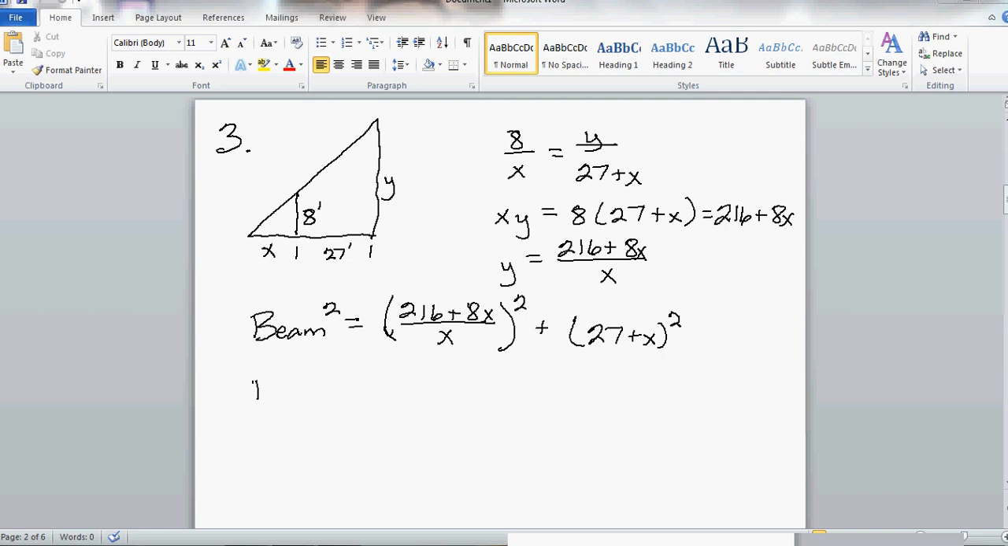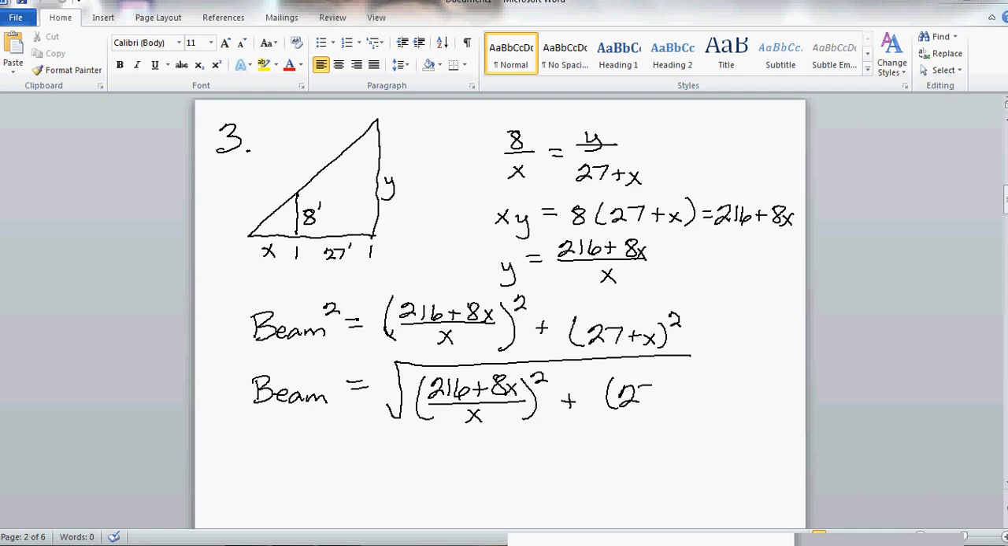So in other words, the beam, if I square root both sides, is going to equal the square root of all this, 216 plus 8x all over x, quantity squared, plus 27 plus x squared. Now that's how long the beam's going to be. Okay? So what I do now is I'm going to set this equal to 0 and solve. But trust me, this is just a royal pain.